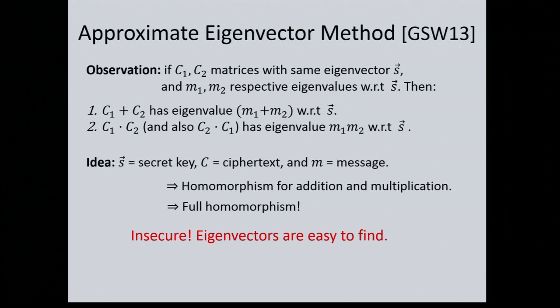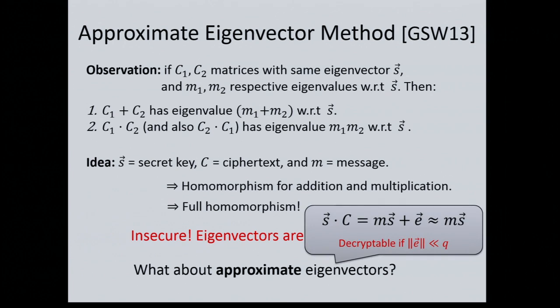So it's tempting to just toss it and try something else. But actually, you can think about maybe slightly tweaking this idea. So what if my secret key is not really an eigenvector, but it's approximately an eigenvector? And by that I mean the following.